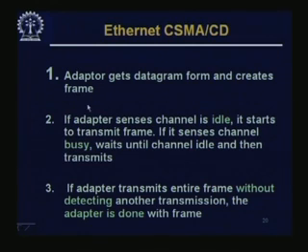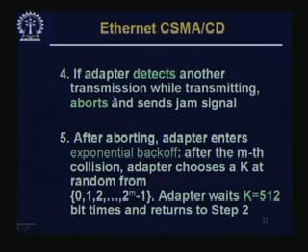To create a frame. If the adapter senses the channel is idle, it starts to transmit the frame. If it senses the channel busy, it waits until the channel is idle and then transmits. If the adapter transmits the entire frame without detecting another transmission, the adapter is done with the frame. If the adapter detects another transmission while transmitting, it aborts the transmission and sends a jam signal.